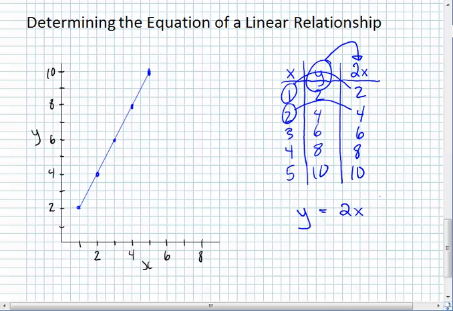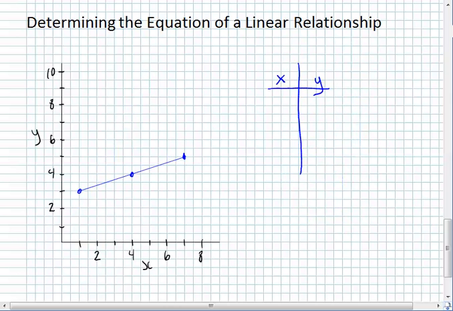So something like that's very easy, but let's look at something a bit more challenging, and maybe this should ring some bells from grade 9. Okay, so this is another linear relationship, obviously, and let's make a little X and Y table here for this particular graph, and it should look something like that.